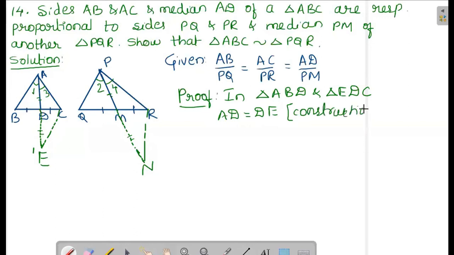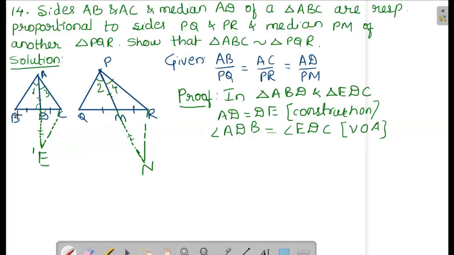Okay, then this angle is equal to this angle, vertically opposite angles. Angle ADB is equal to angle EDC, vertically opposite angles.